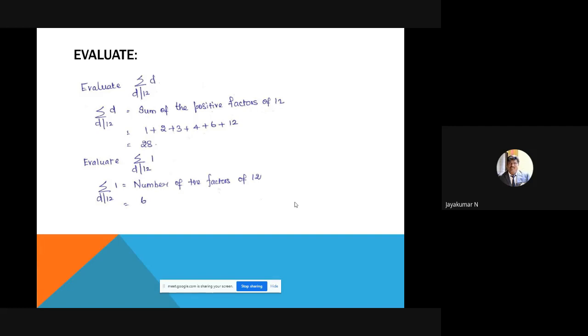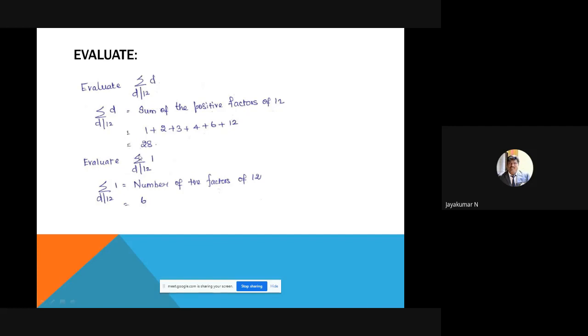Evaluate summation over d, where d divides 12. It's a simple one. The summation tells me I have to sum the d values, where d divides 12. That means I have to find the divisors of 12 and then sum them. This notation is nothing but the sum of the positive divisors of 12. So first find the divisors of 12, then add them, and you will get the answer.